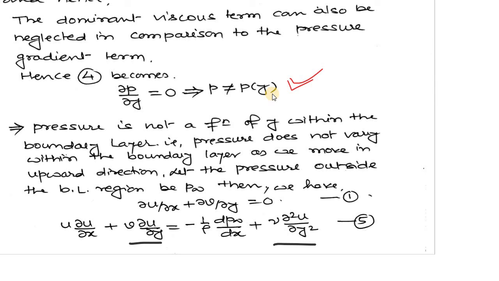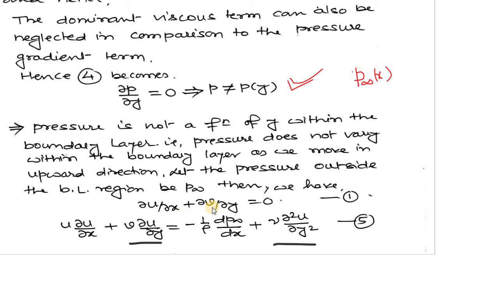So whatever pressure is in the boundary layer region, that pressure is due to the pressure outside, at infinity, and that also is a function of x. The pressure outside we denote by P infinity, and that P infinity itself is a function of x. So pressure is not a function of y within the boundary layer region. That is, pressure does not vary within the boundary layer region as we move in the upward direction, and therefore let the pressure outside the boundary layer be P infinity.